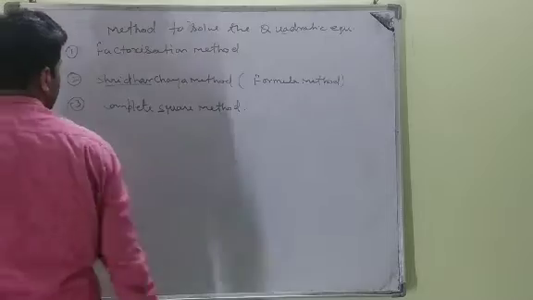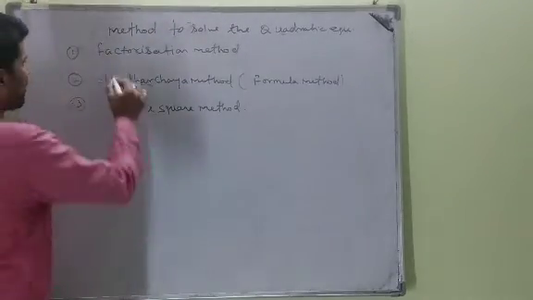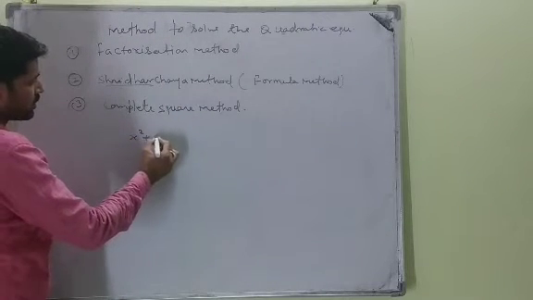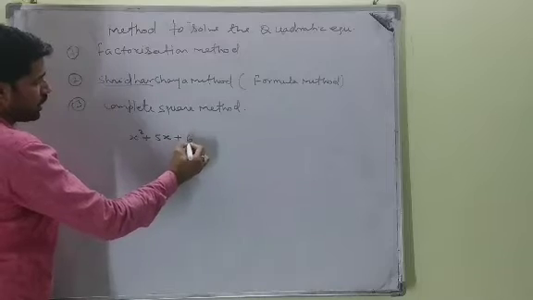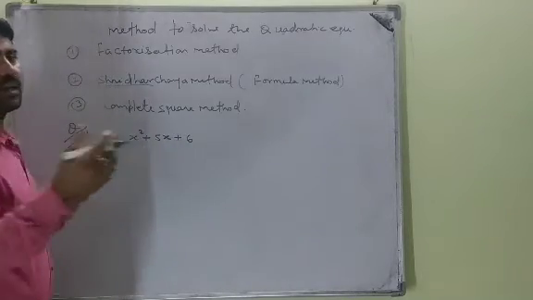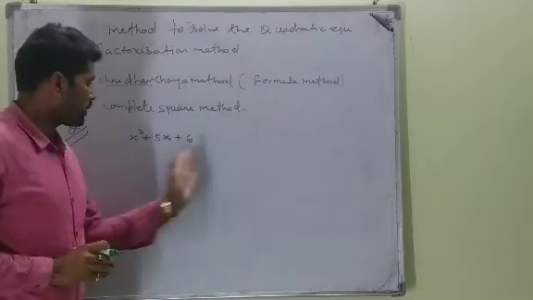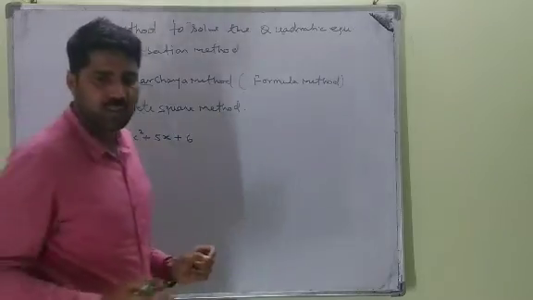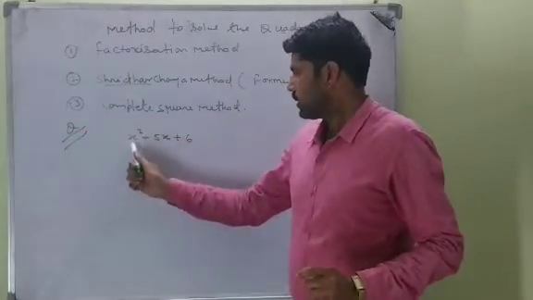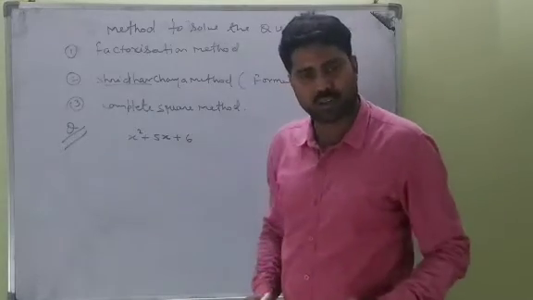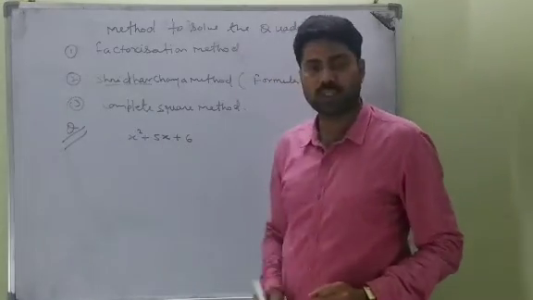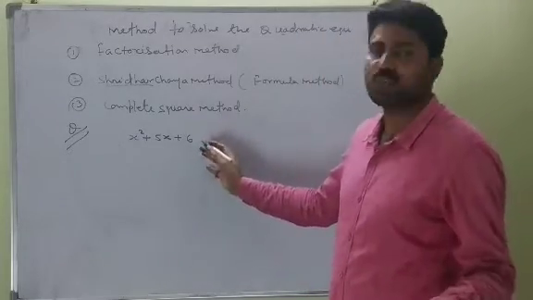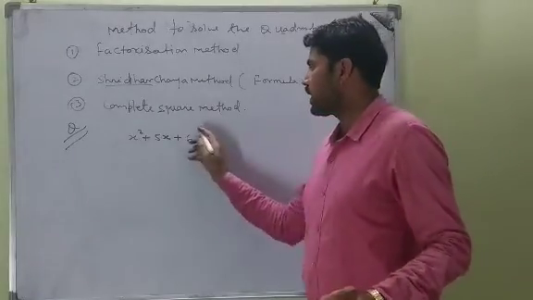When we will use this method, suppose I am taking one example: how to solve x square plus 5x plus 6 equal to 0. Okay, we will discuss. Just please tell me, is this given question a quadratic equation or not? Anybody can tell me? Answer is no, because in a quadratic equation, you know the definition, it should be equal. So here there is no equal. Students, this is not a quadratic equation.